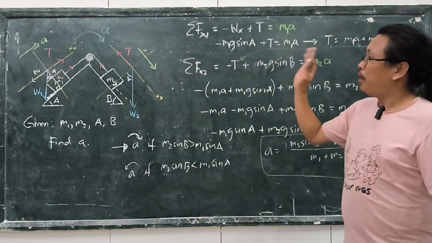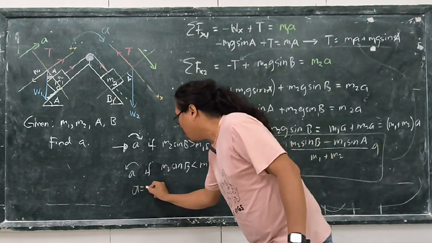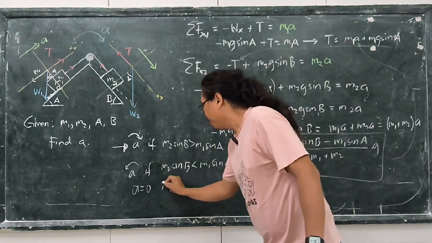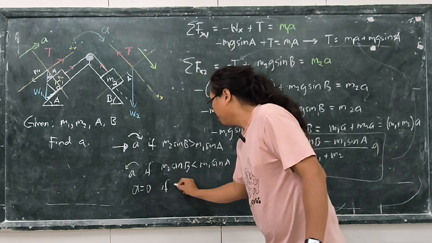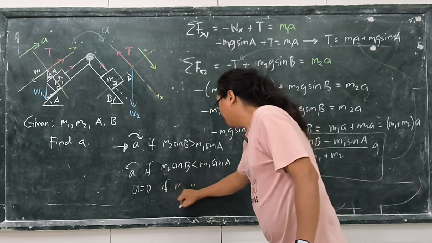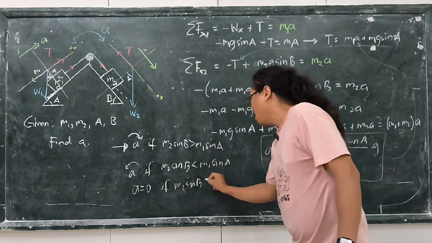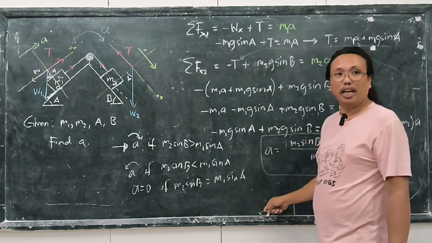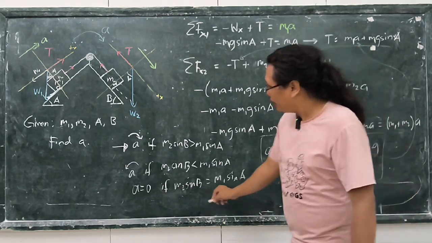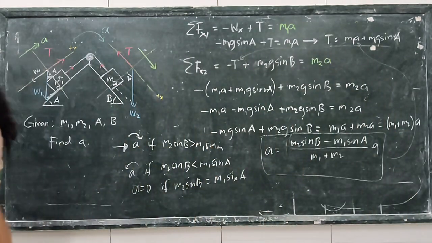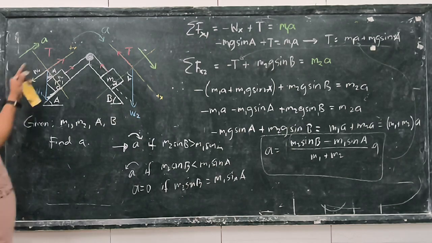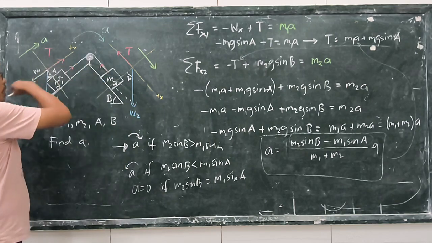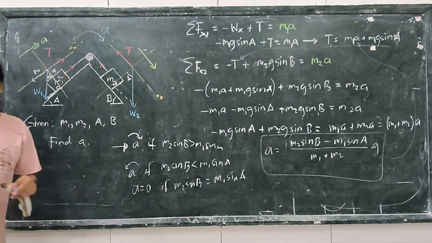Now, the block will not move, meaning the acceleration is equal to 0, if what? If m2 sine B equals m1 sine A. So these are the three conditions, right? If these are satisfied, then we would know where it will rotate, where it will move. Here, it is counterclockwise. The slide is clockwise, clockwise, counterclockwise.